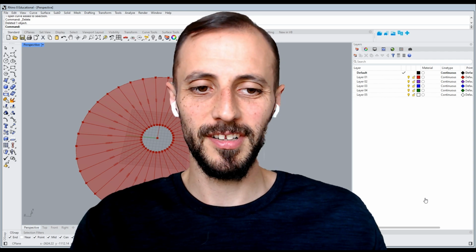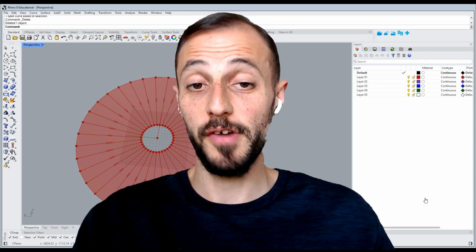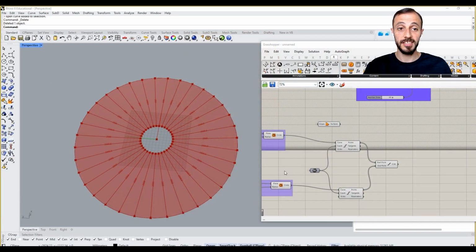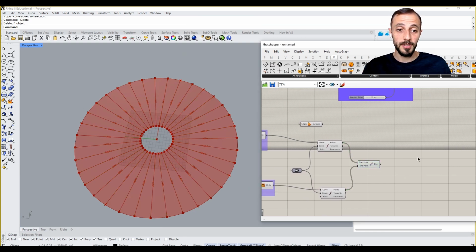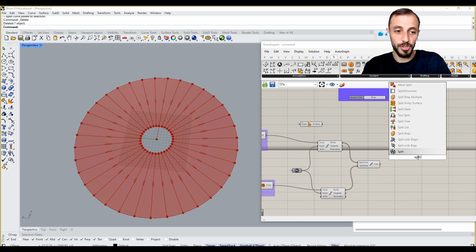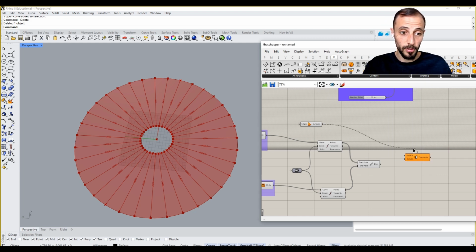In this one, we'll take our staircase surfaces and move them in the Z direction. But before we do that, we need to split our surface, right? Split this circular surface, surface split, into smaller pieces.